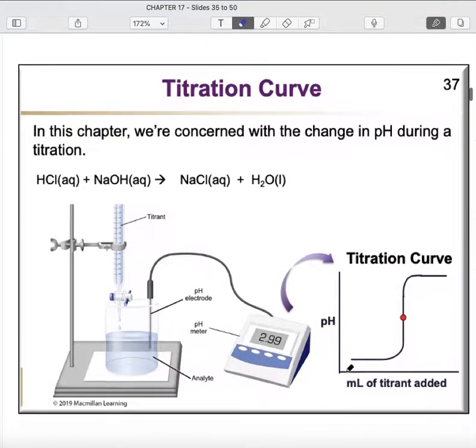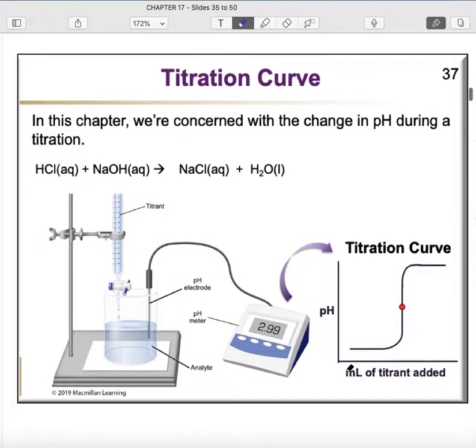Now, in this particular chapter, we're going to be looking at titrations from a different angle. We're no longer interested only in figuring out the concentration of the analyte. In fact, what we're going to be doing is looking at the changes in the pH during the titration process. So we want to be able to follow what's happening at every step in the titration.